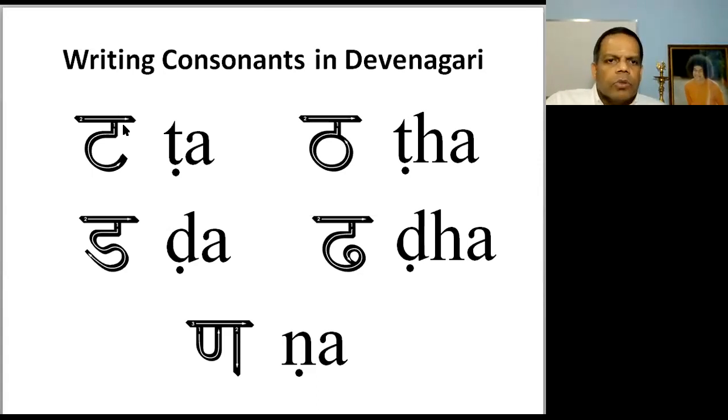So again, I will go back to those sounds. You can see ta is a half circle here. Tha is full. Da is a line and an S. Dha is more or less like the da, but with a circle at the end. And this is na, a U and an L, I would say, with a line at the top. Na. Ta, tha, da, dha, na.